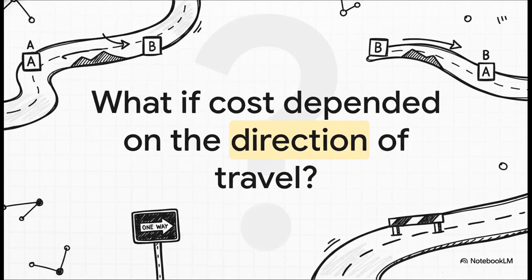So, I'll leave you with a little something to chew on. What if our problem was just a little bit different? Imagine we weren't laying cable, but we were building roads. And what if the cost to drive from building A to building B was different from the cost to go from B back to A? Maybe because there's a big hill in one direction. How would something like a one-way street change our whole greedy approach? Give that some thought. We'll catch you in the next one.